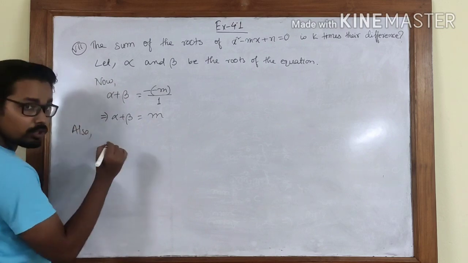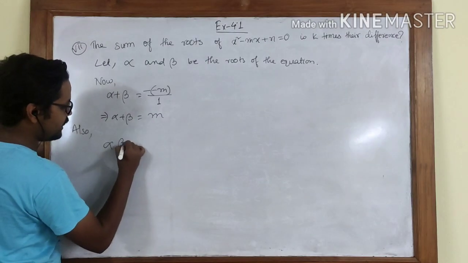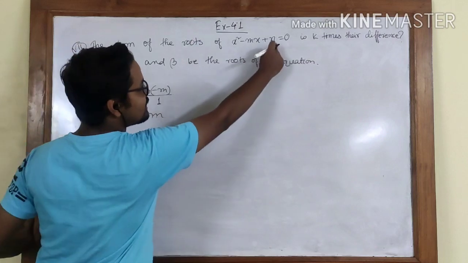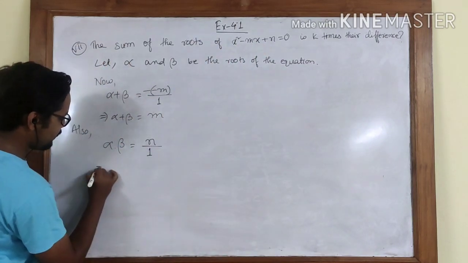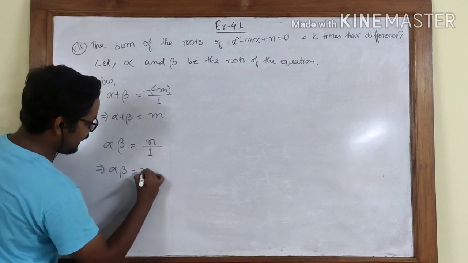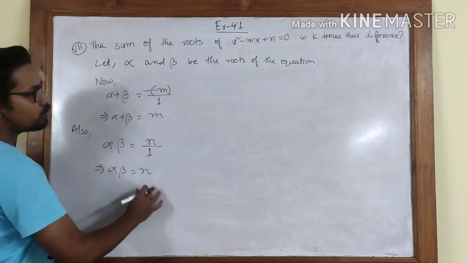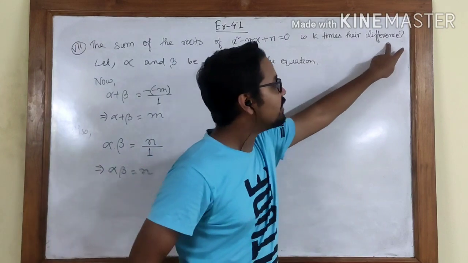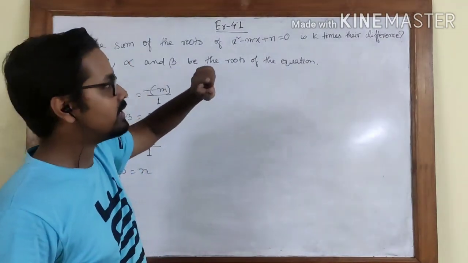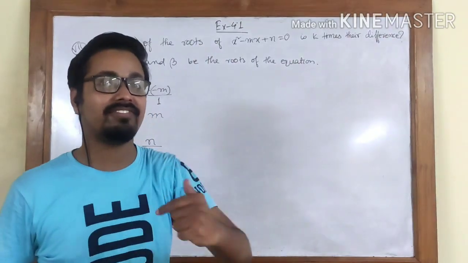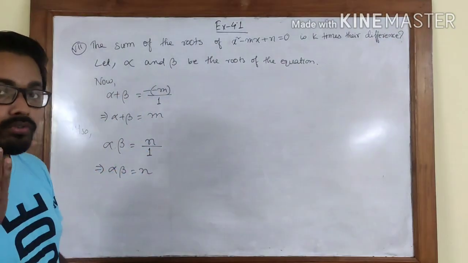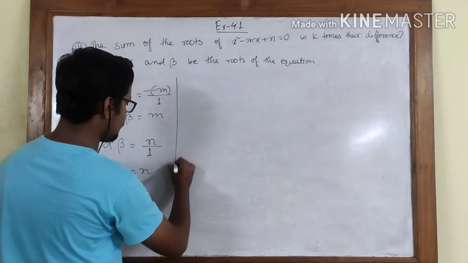Also, the product of the roots, that is alpha into beta, is equal to c by a. What is c? We have n. What is a? Nothing but 1. So we have alpha beta equal to n. Using these two, what do I need to do? I need to find the difference as well. According to the question, the sum of the roots is k times the difference of the roots. So difference means alpha minus beta. So let's see how to find out alpha minus beta.